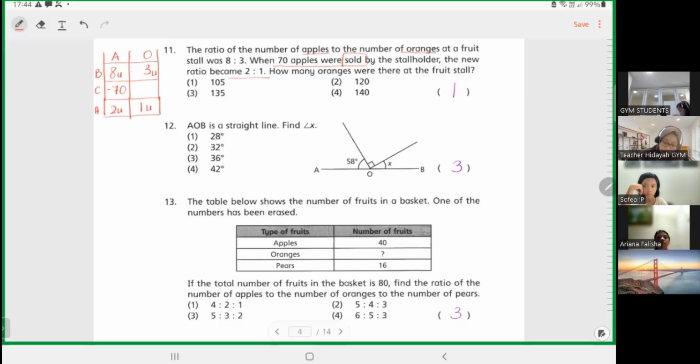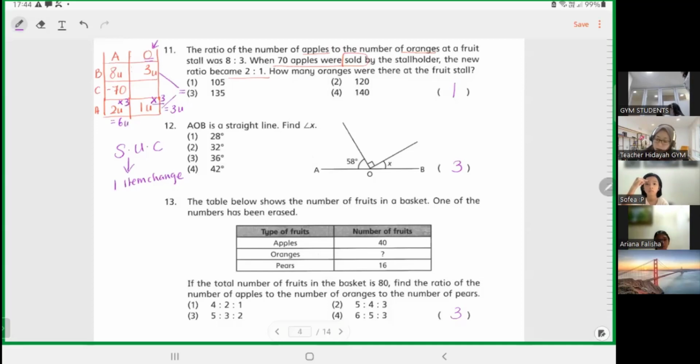So the ratio is 2:1. Now, if you look at the table here, which item changes? The apples change. This is actually a single unchanged concept because one item changes and the other remains unchanged. Which one remains unchanged? This one. So this and this must be equal. No change from the start to the end. Wasn't sold at all. So 3 units for the before oranges. The after oranges must also become 3 units. If I times 3 here, this one must also times 3.